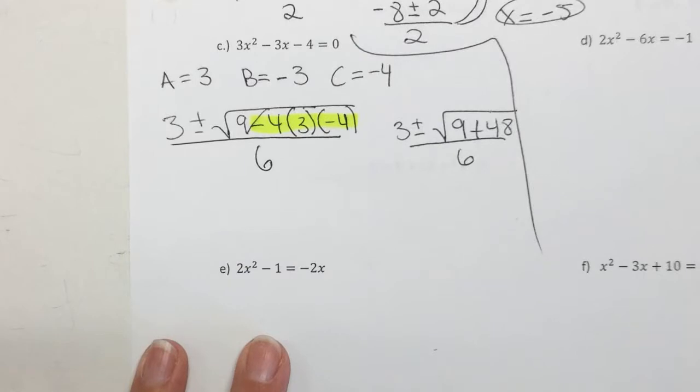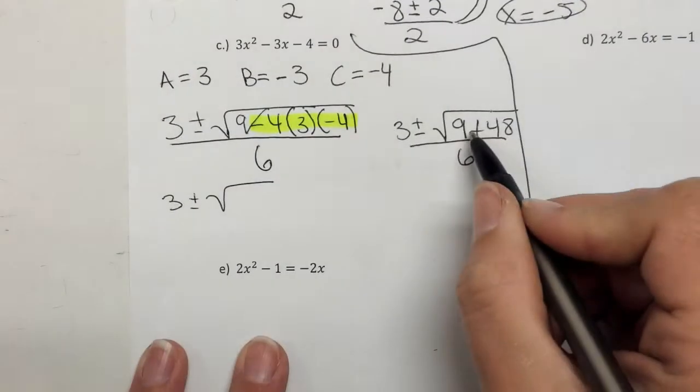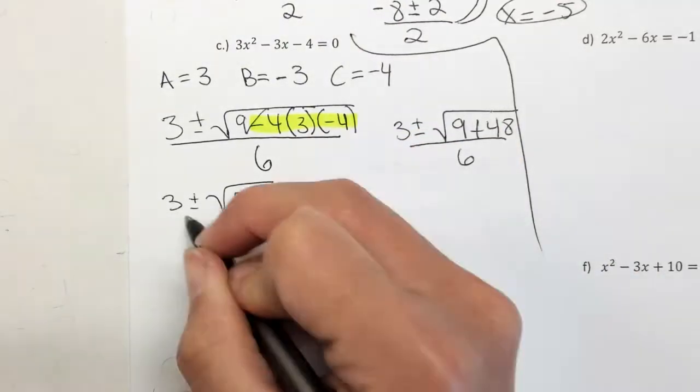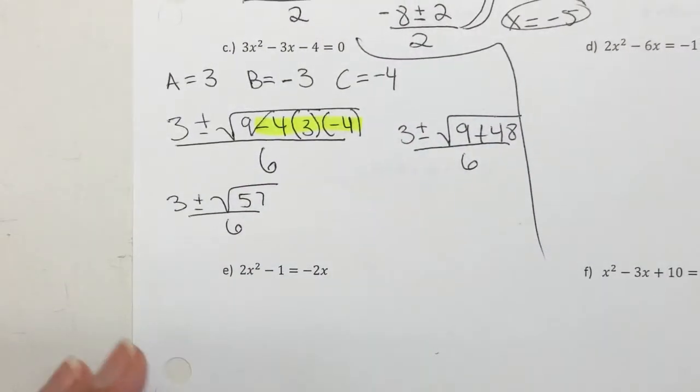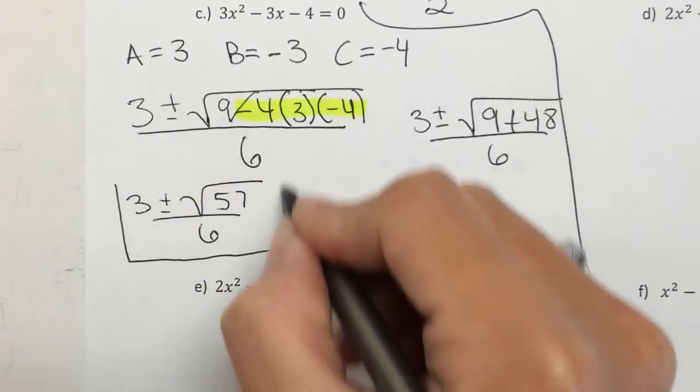And then 9 plus 48 would give us what? You said 9 minus 48? Plus 48. Thank you. Alright, and obviously we know 57 is not a perfect square. It is pretty ugly. Is there any perfect squares that can go into 57? We need a perfect square that goes into 57. No. Good. There is not any. So we're just going to leave the answer just like that.